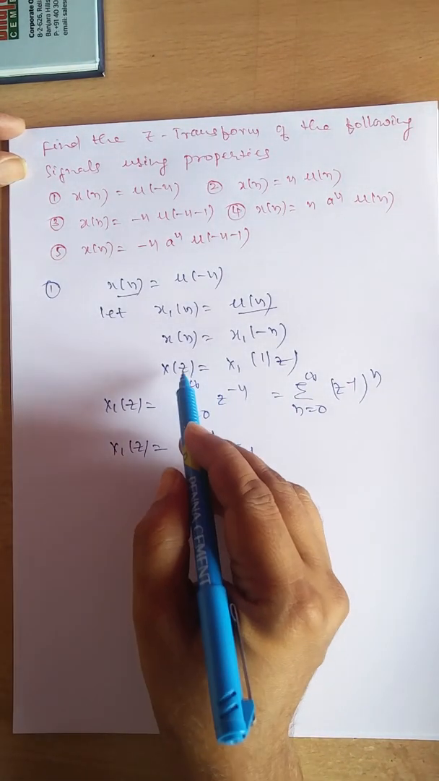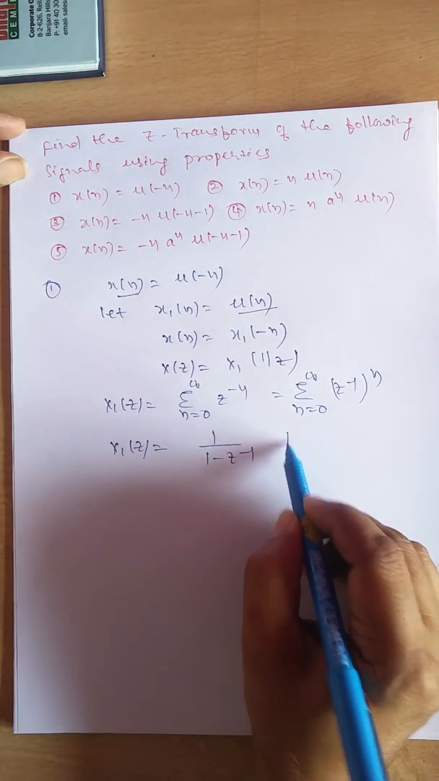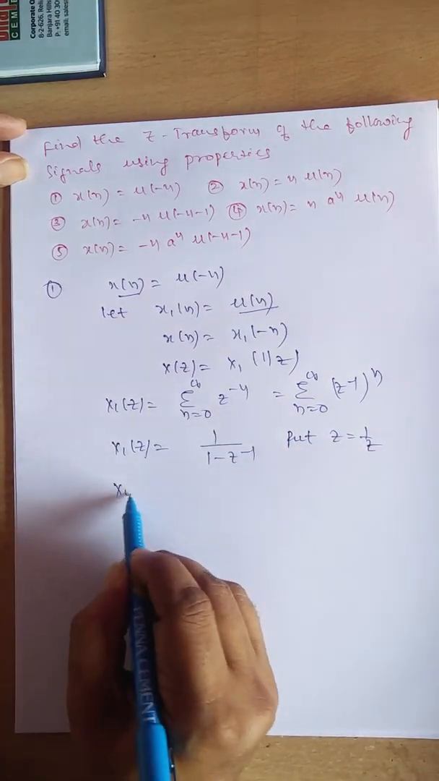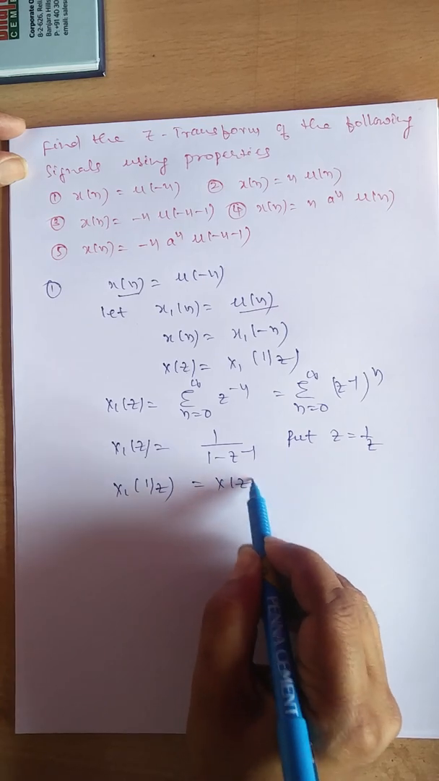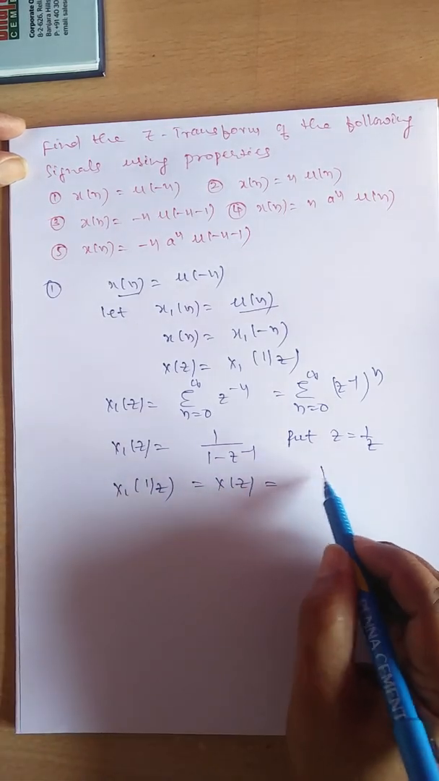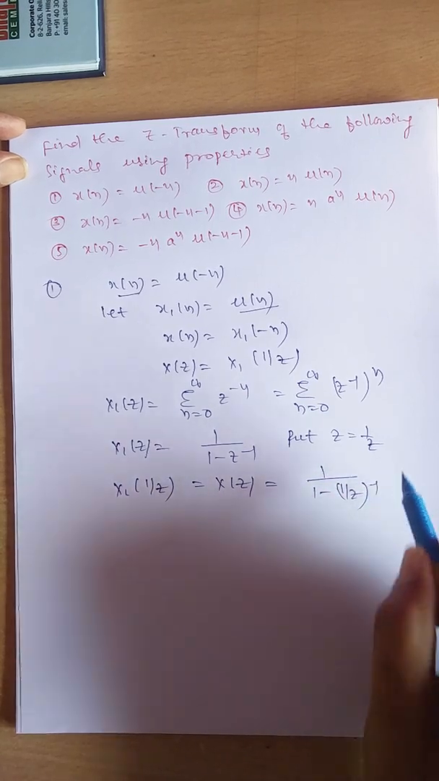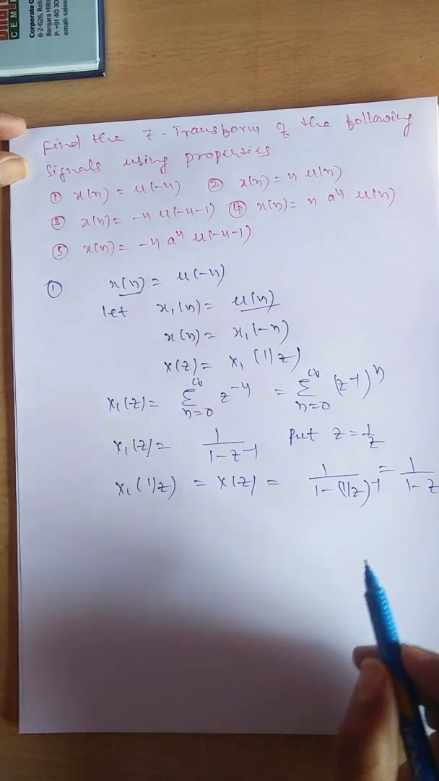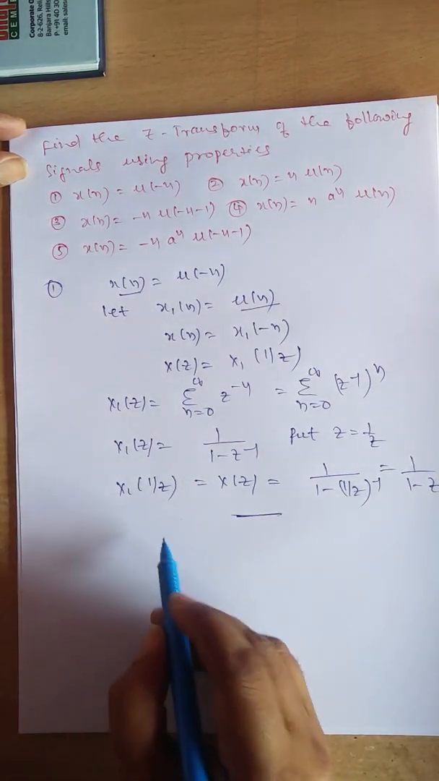Now, to get x of z, z should be replaced by 1 by z in this equation. That is, put z is equal to 1 by z in this equation. That is, x1 of 1 by z is nothing but x of z. It is 1 divided by 1 minus 1 by z whole to the power of minus 1. We get 1 divided by 1 minus z. This is the z transformation of u of minus n.